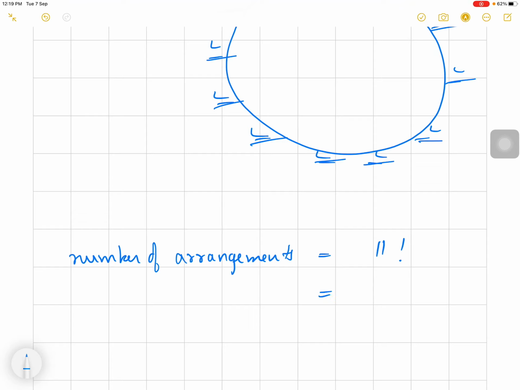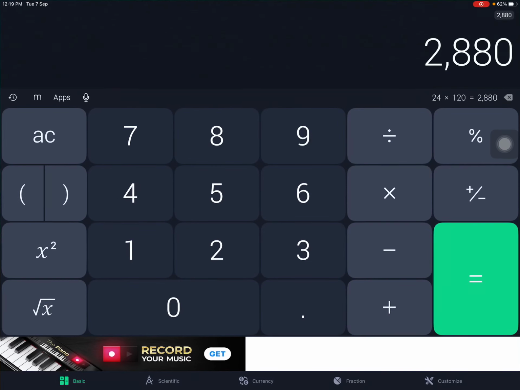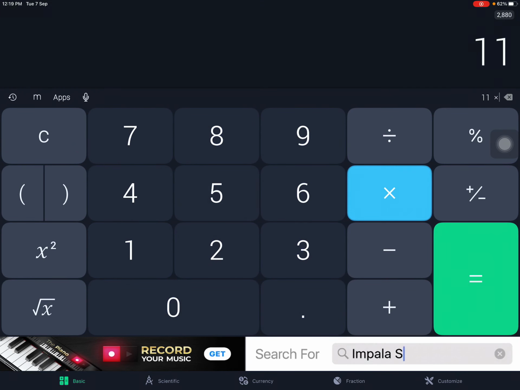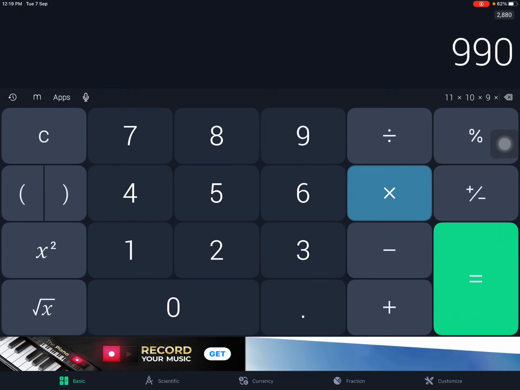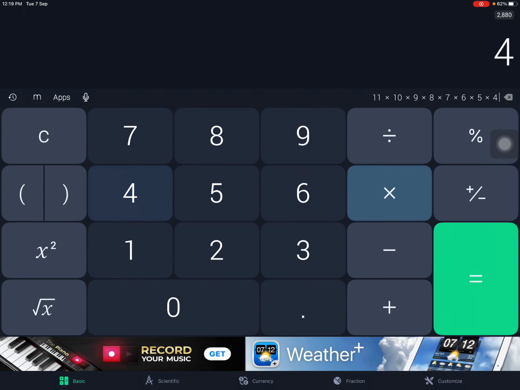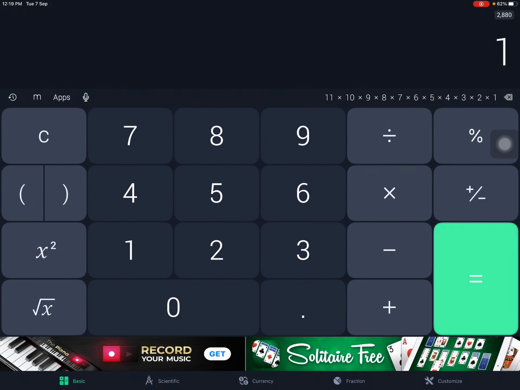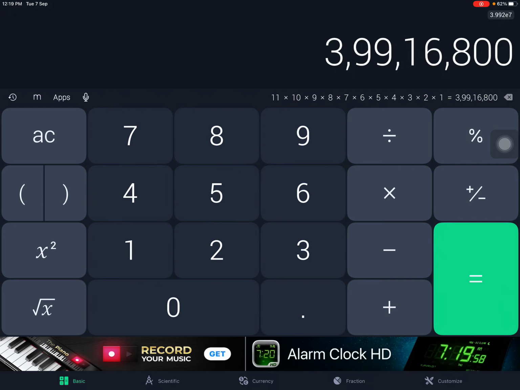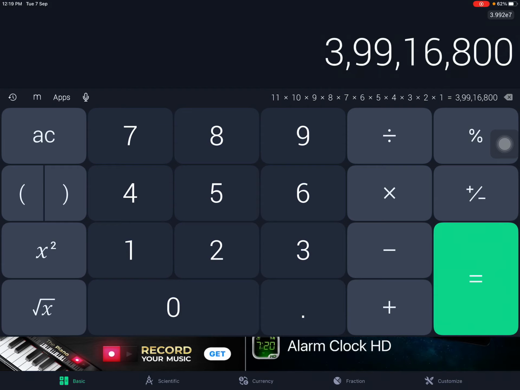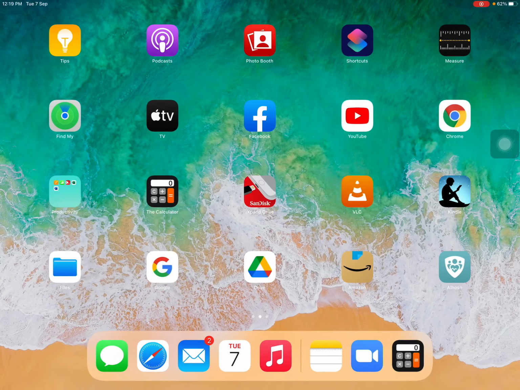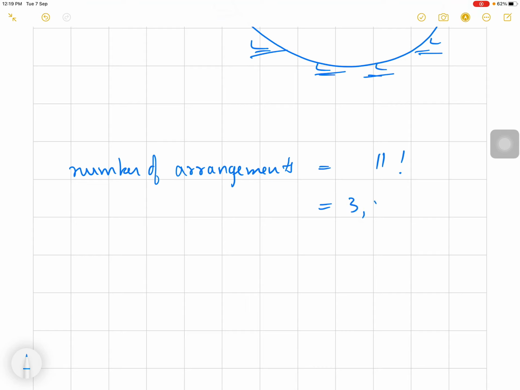So 11 factorial is 11 into 10 into 9 into 8 and so on. Let's calculate that: 11 into 10 into 9 into 8 into 7 into 6 into 5 into 4 into 3 into 2 into 1. It comes to 3 crore 99 lakh 16,800 ways. So 3 crore 99 lakh 16,800 ways is the answer. And with this we complete permutation.